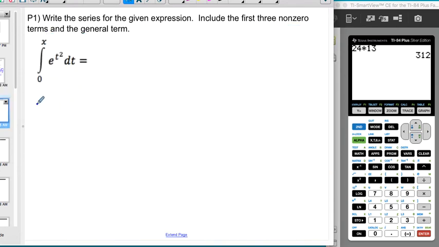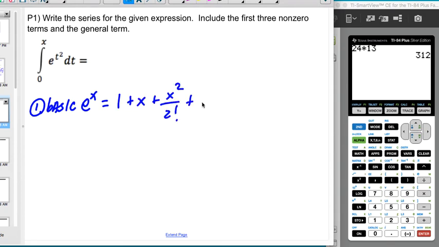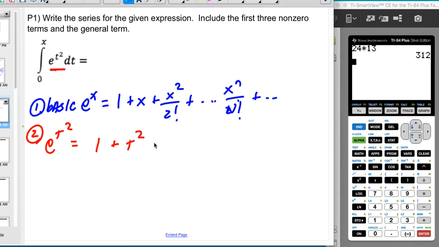So the steps are, first, I need to look at the basic memorized function. The basic e to the x function is just 1 plus x plus x squared over 2 factorial plus dot, dot, dot, x to the n over n factorial. The second thing I need to do is take that basic function and write what's inside the integrand. So e to the t squared is this same function, but with a t squared everywhere I found an x. So 1 plus t squared plus t squared squared, which is t to the 4th over 2 factorial, plus dot, dot, dot. T squared to the n would be t to the 2n over n factorial plus dot, dot, dot.